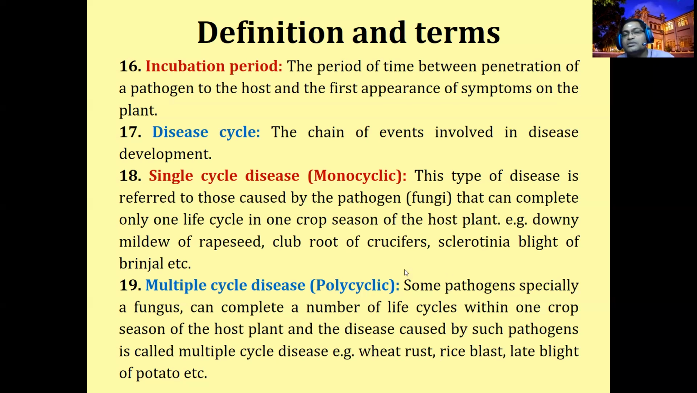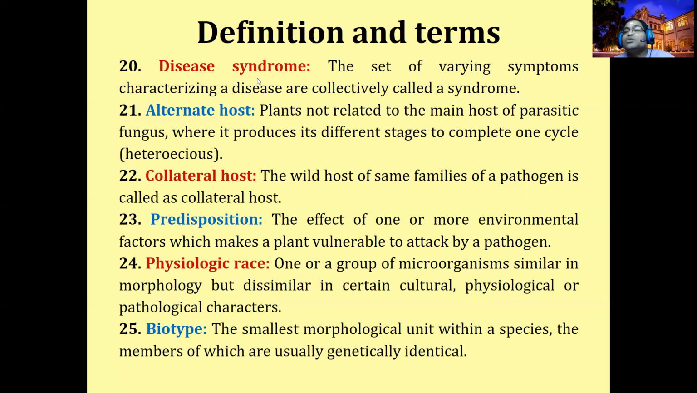So disease syndrome: the set of varying symptoms characterizing the disease are collectively called a syndrome. So mainly when more than one symptom is present, we call it a syndrome. Medically, they use the word syndrome if the problem is genetic or a disorder. Right? Syndrome. And alternate host.